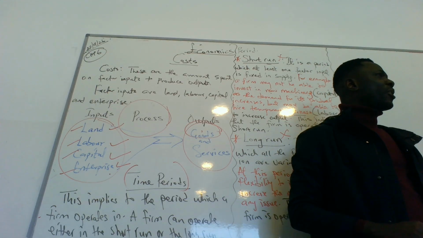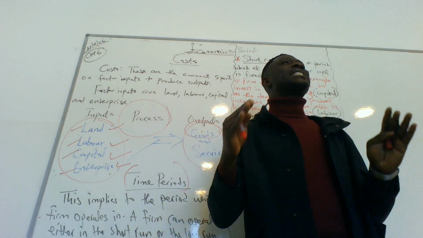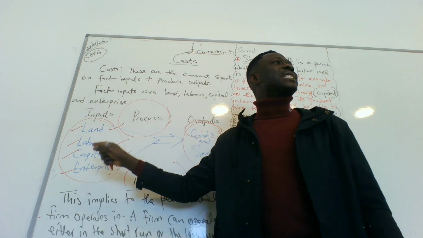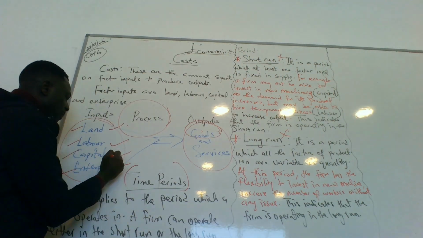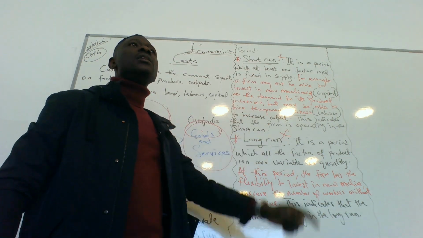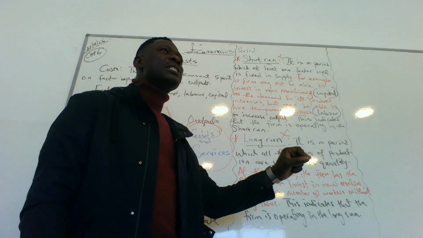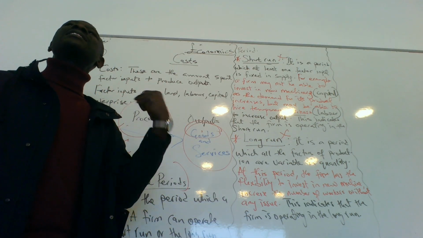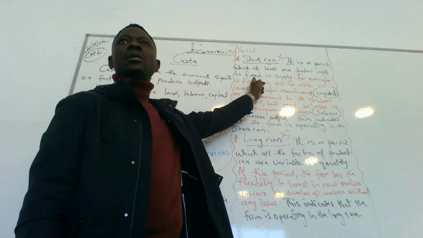So what makes them different? Short run or long run is not about the months or the years. It's about how flexible your factors of production are at a certain period. It is about the flexibility of land, labor, capital, and enterprise that determines if you are in the short run or in the long run. Do you get my point or not? Yeah. It depends on the flexibility of land, labor, capital, and enterprise that decides if a firm is operating in the long run or the short run.